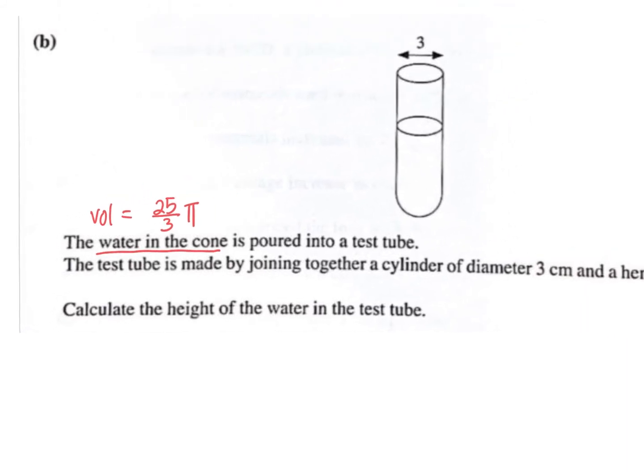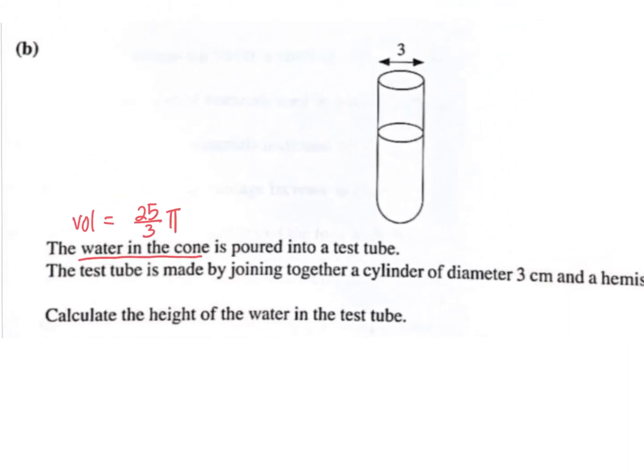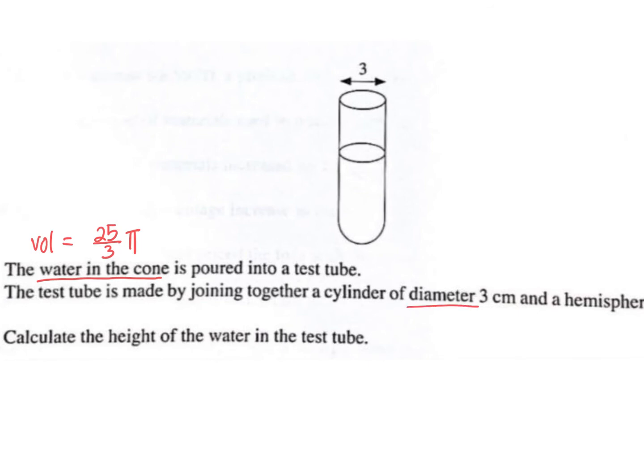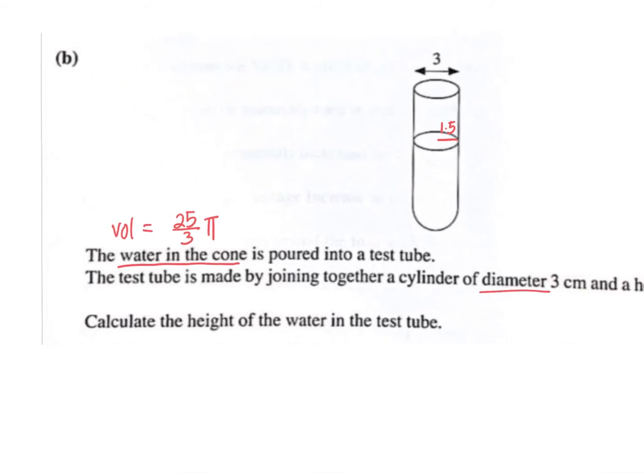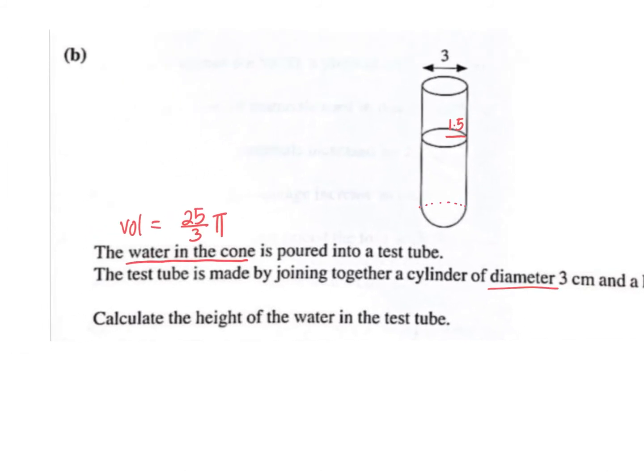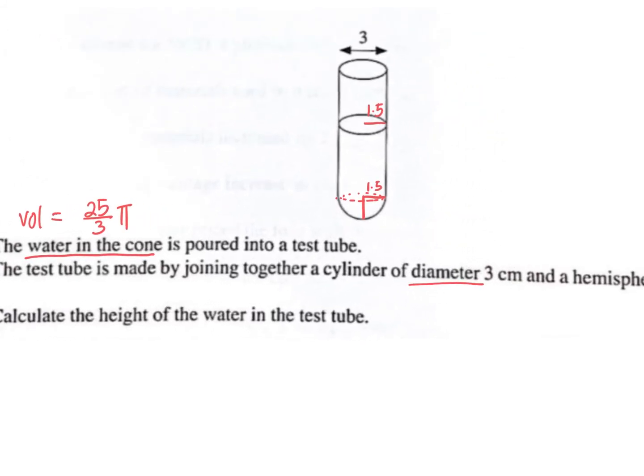And this test tube is made up by joining together a cylinder with diameter 3. As usual, we usually use radius. So I'll immediately calculate: the radius will be 1.5, right? And a hemisphere. So if I have a hemisphere over here, the hemisphere will get the same radius, also 1.5, and the height over here, just imagine you turn the radius a little bit. This radius is also 1.5 cm. So the height over here is 1.5 cm.